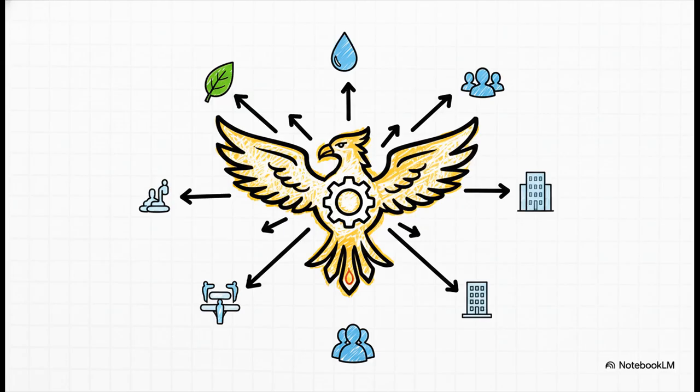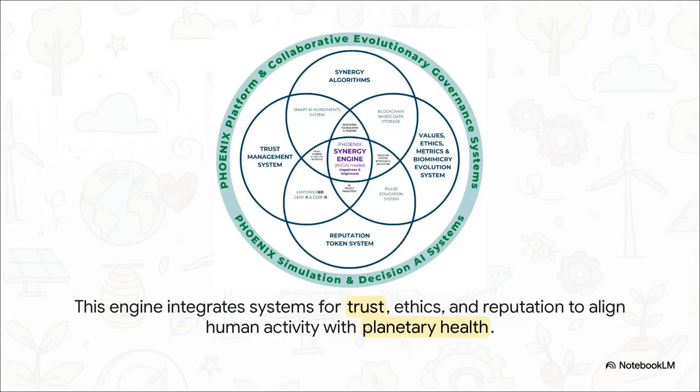Think of it as an alignment intelligence layer. Its job is to help massive groups of people collaborate effectively without having to force everyone into the same box. It's all about creating coherence, getting everyone pulling in the same general direction. And you can see the basic design of the engine right here. At the center, you've got the engine itself, and it connects two really crucial things: a trust management system, which is basically a way to verify claims and build real confidence, and a reputation token system. The whole point is to make trust something you can actually measure, and to build a brand new incentive structure that rewards positive, verifiable actions.